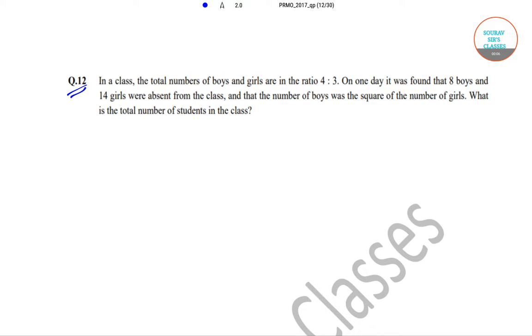In question number 12, it has been said that in a class, the total number of boys and girls are in the ratio of 4:3. One day it was found that 8 boys and 14 girls were absent from the class, and that the number of boys was the square of the number of girls. In that case, we need to find out what is the total number of students in the class.